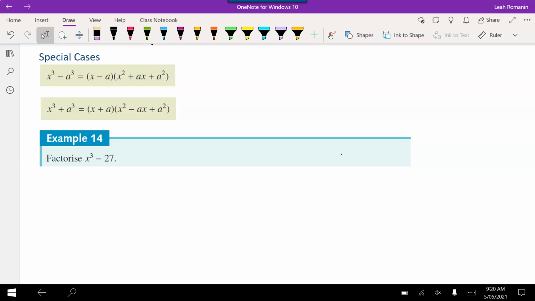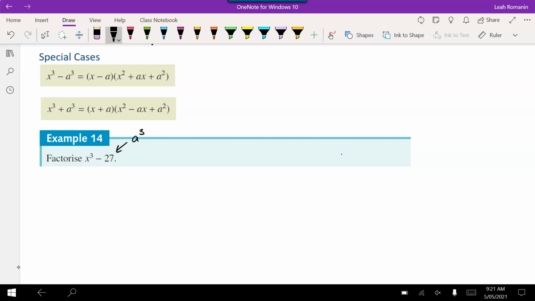So obviously looking at this, I can use my factor theorem as well. If I was to substitute in p of 3, that would equal 0 because 3 cubed is 27. So I would be able to find my factor that way. You don't essentially need these, but they are quick ways to do it if you like formulas. So using my rule though, I'm going to be using this top one because I've got an x cubed minus a cubed situation going on.